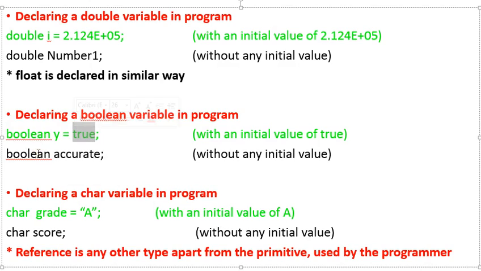And if we wish, we can say Boolean accurate. We are telling the program that this accurate is the name of our variable, but we are defining the type of that accurate as what? It is a Boolean, and you know Boolean can have either true or false, but here we did not initialize it with any initial value, but for y we set the initial condition as true.